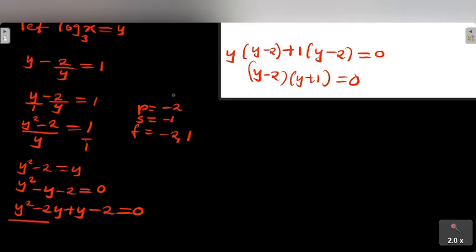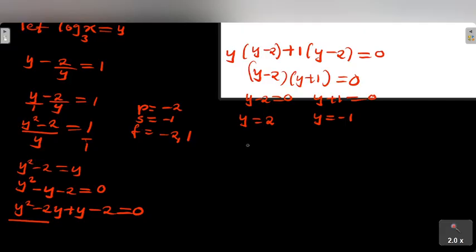So now we just have to simplify this further. So we have y minus 2, set it to 0, and also y plus 1 we'll set to 0. So here we have y equal to 2, then this side we have y equal to negative 1.